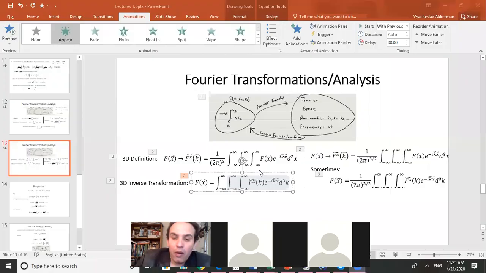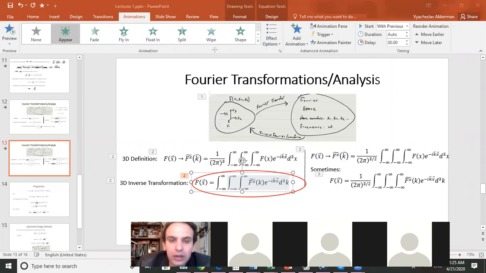So basically what you can do, take this formula and substitute it here. Substitute this formula.